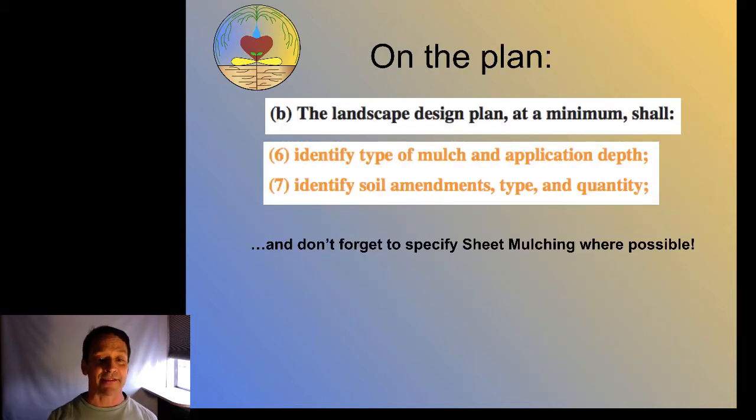So on the plan, you have to identify the type and application depth of the mulch and identify the soil amendments, type, and quantity, right? And hopefully, if you've got turf on that site, you're going to be sheet mulching.